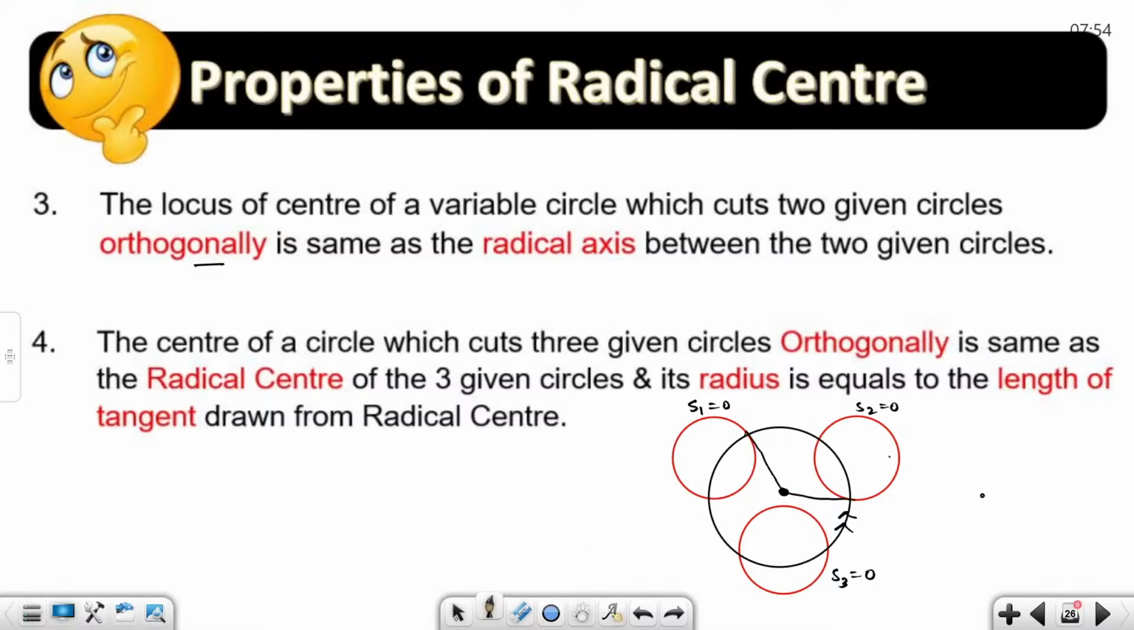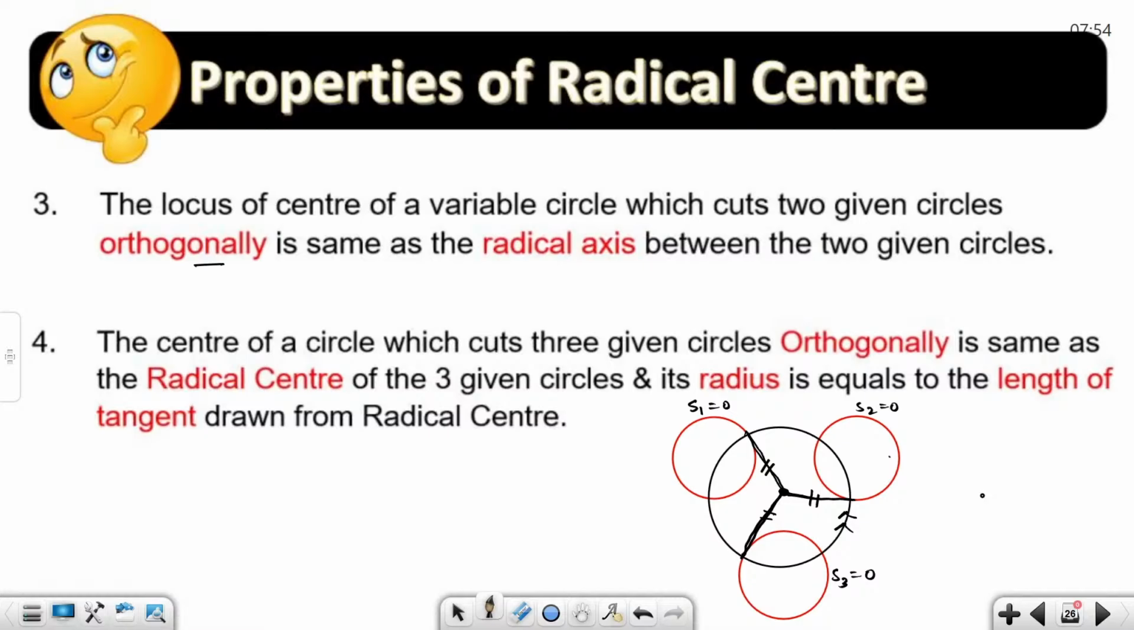Actually, my diagram is not perfect. That is why I cannot draw this tangent. Now, I hope it will be drawn. So, from this point also, if I draw the tangent, these three lengths are going to be equal. Right? Why is it so? Because we all know that from the radical center, if you draw tangents to the three given circles, their lengths are all equal. Therefore, the radius of this circle is nothing but the length of the tangent drawn from this center, that is the radical center, to any of these circles.